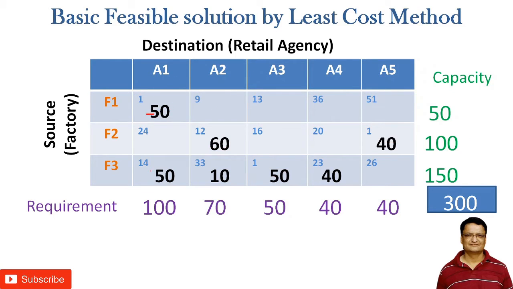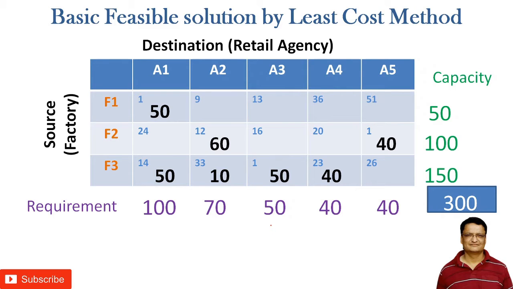So this 50 plus 50 gives me 100. So yes, it is satisfied. 60 plus 10, 70. Yes, it is satisfied. 50 equal to 50. Yes, it is satisfied. 40, 40, and this 40 and this 40. So eventually we can say that the row constraint and column constraint, or supply constraint and demand constraint, have been satisfied. Now we can move towards calculating the optimum solution or least cost with the help of the MODI method.